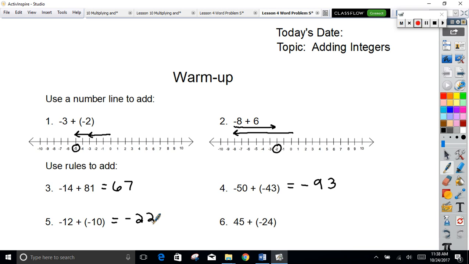Okay, last one, number 6, Bruce. 21. Good. 21 is the correct answer. What did you do to the numbers to get 21? 45 minus 24. Okay, and why did you subtract? There's -24. You can take 24 off 45. Okay, good, good. Signs are different, so you have to take 24 off of 45.